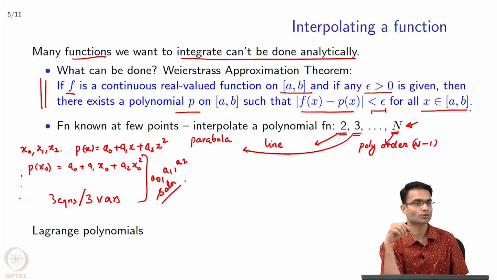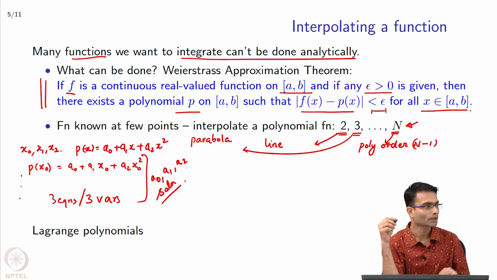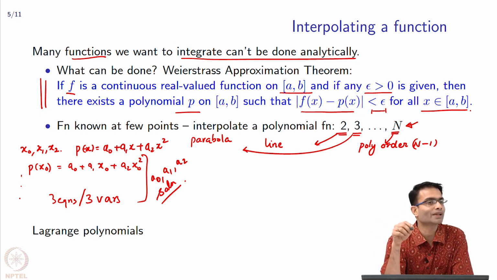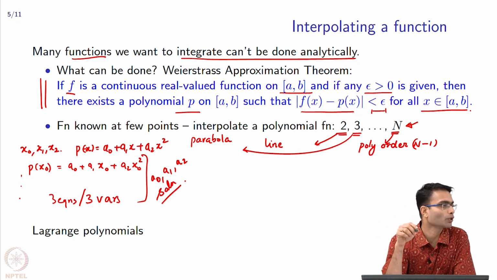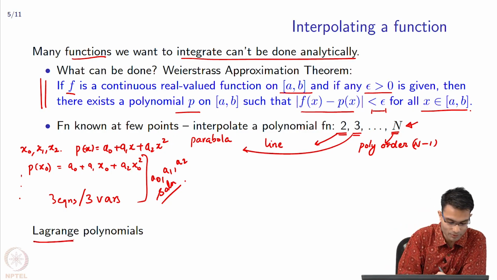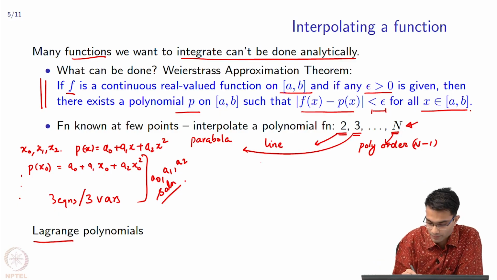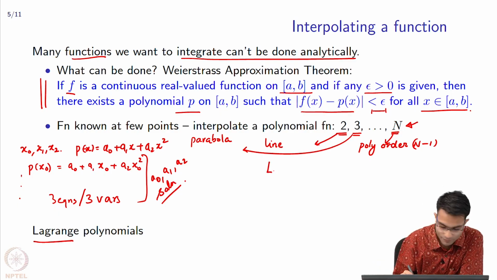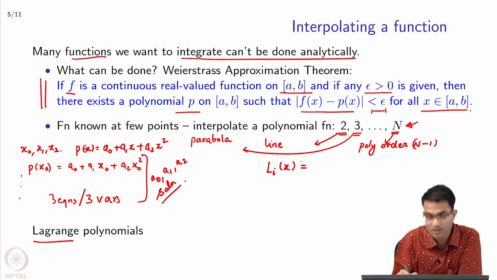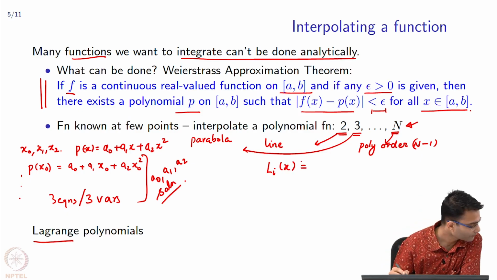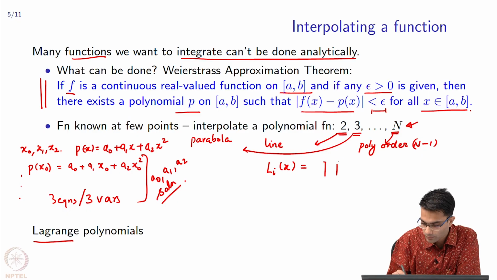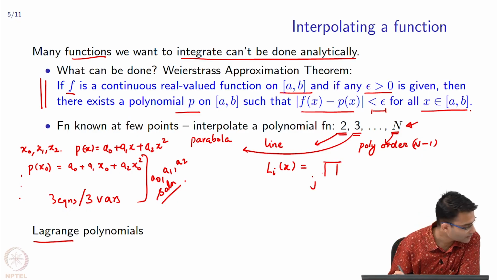Now it turns out you can do it like that, there is no problem. It turns out there is a more clever way of constructing this polynomial, and that goes after the name of a famous scientist called Lagrange. So these Lagrange polynomials, I will write them down over here. So you have Li of x. I will just write down the form and then we will investigate it. So this big pi stands for product.